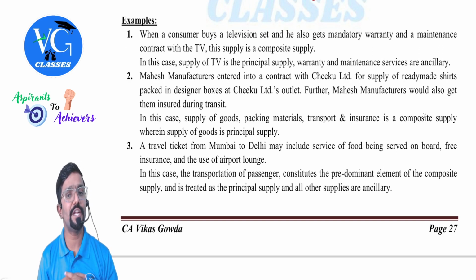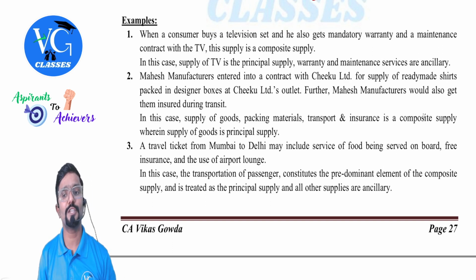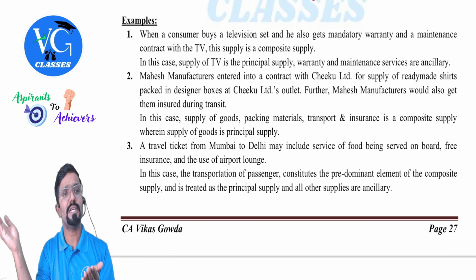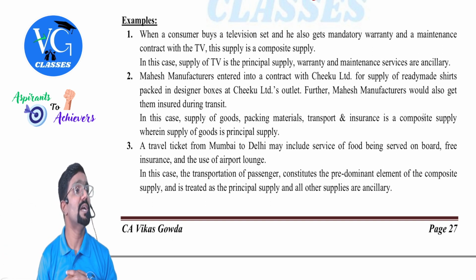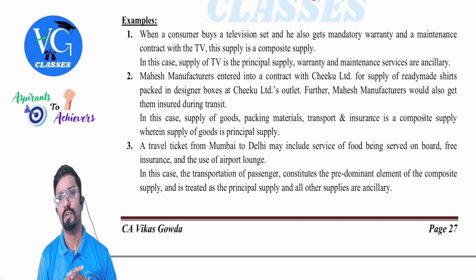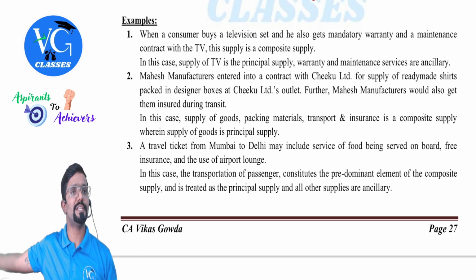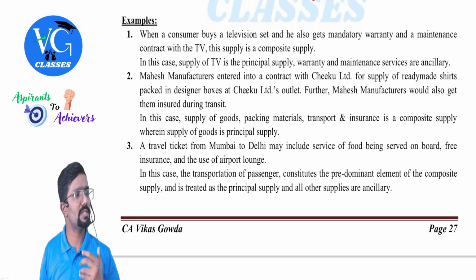Coming to the second one. Mahesh Manufacturers enters into a contract with Chiku Limited for the supply of ready-made shirts packed in designer boxes at Chiku's limited outlet. Further, Mahesh Manufacturers would also get them insured during transit. Means the seller is selling the goods along with the package and sending them to the recipient. For sending the goods during transportation, he has also taken insurance in transit. All these are taken care of by the supplier and he is charging one single amount to the recipient. Assume 10,000. So is it a composite supply? Yes, all these are naturally bundled.